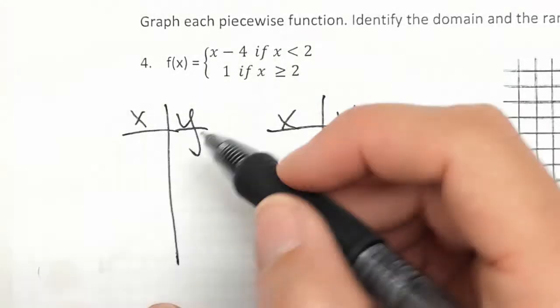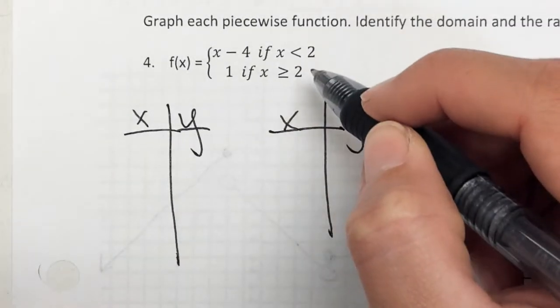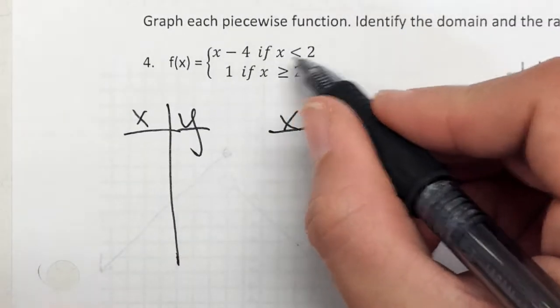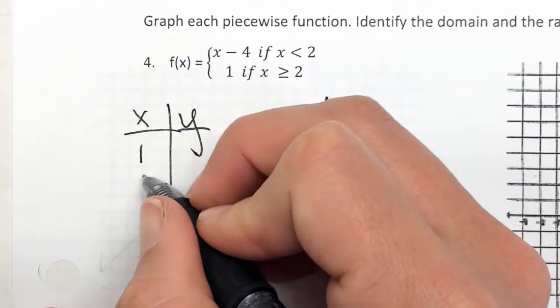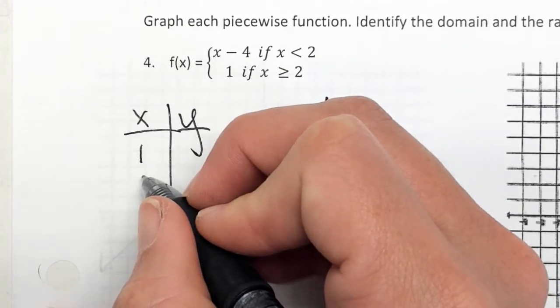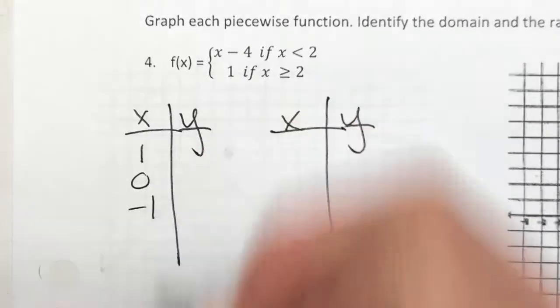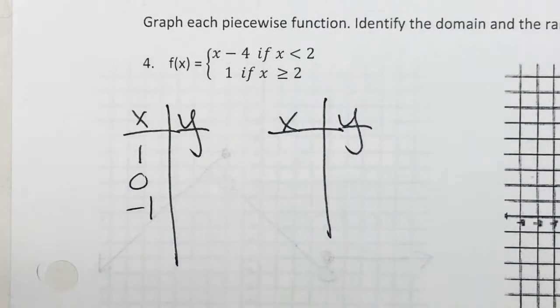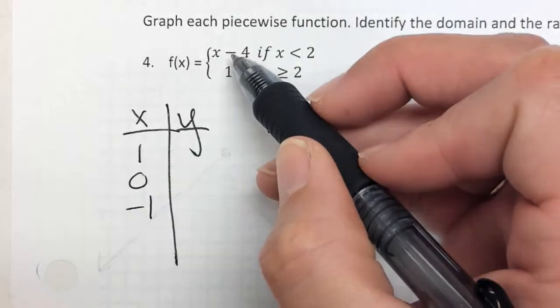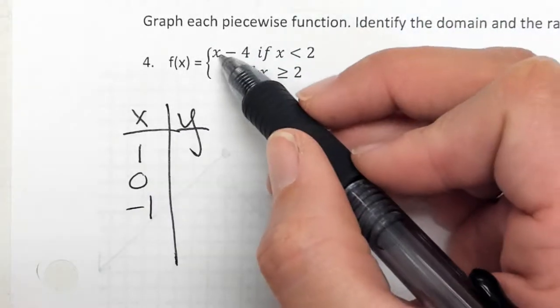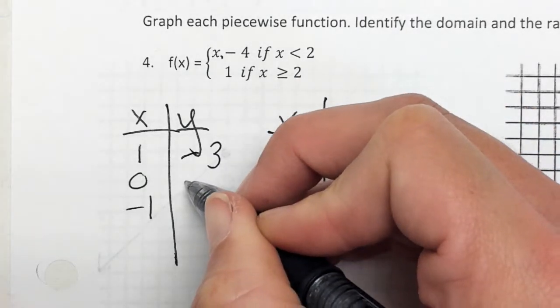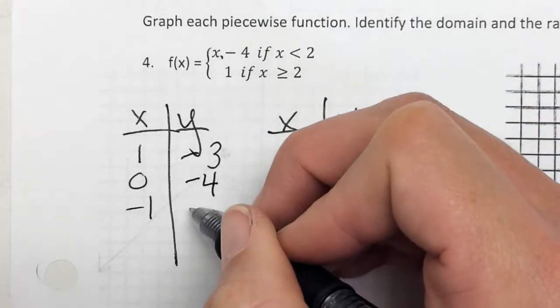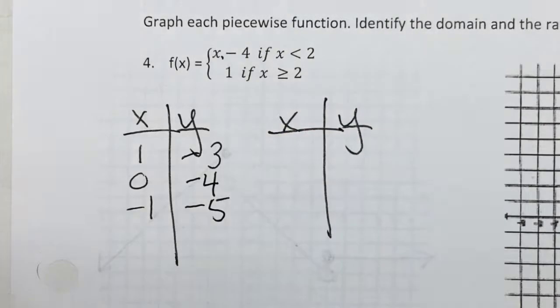Alright, and the numbers we're going to use for X, we're going to use our restrictions to do that. So for this one, what's the number less than 2? 1. Alright, another number less than 2? And another one. -1. I just want you to pick 3 of them. Okay? And now if we plug all those into this piece, what would the Y value be for 1? -3. And for 0? -4. And for -1? -5. Good.